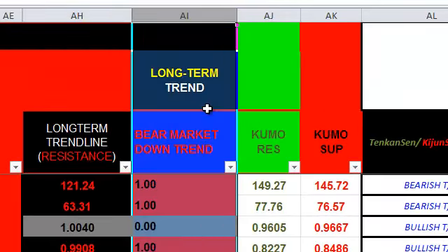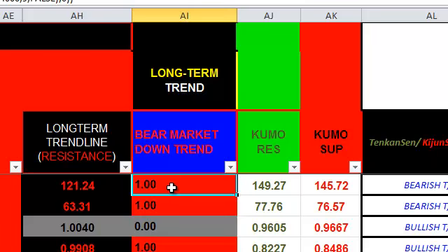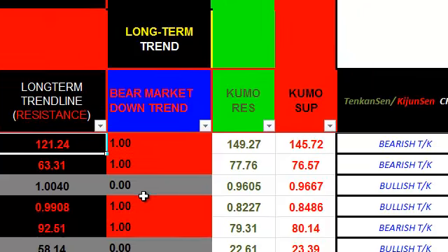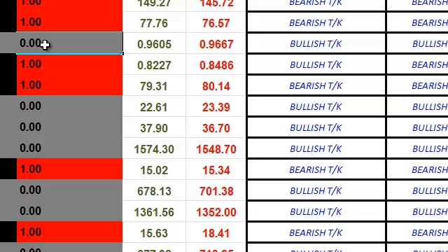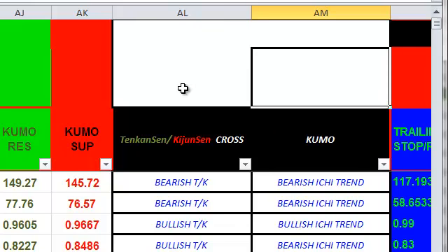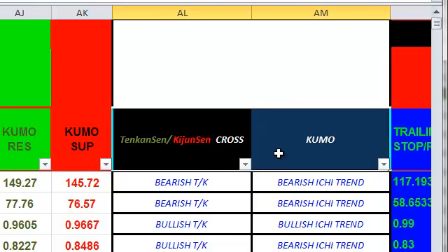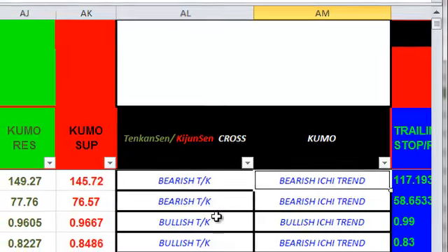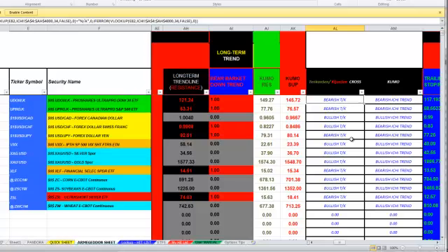The next column is your bear market downtrend. If there is a 1 here, then we're trading below this trend line. It's just that simple. Alright, if there is a 0 here, then the chances are we're probably either in a Kumo cloud of death or in a bull trend. You'll know because when you go over here and take a look at your Ichi and Kumo section, if you look across, you'll see here it says bearish Ichi trend. It's either a bearish or bullish Ichi trend, and your TK lines will be either bullish or bearish. Okay, it's just that simple.